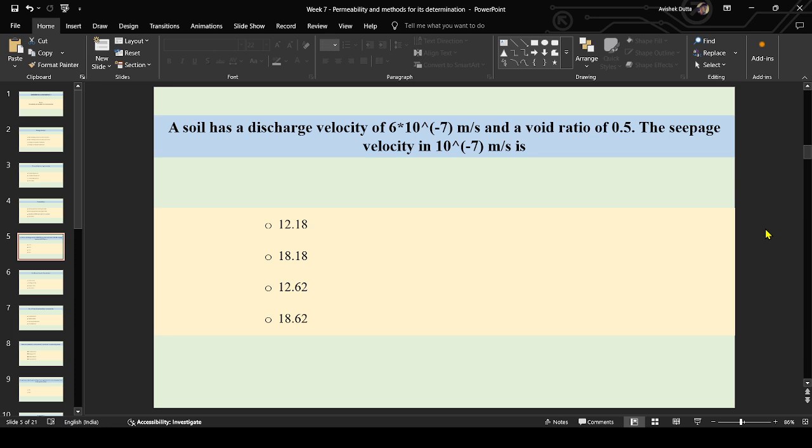I hope you are familiar with the concepts of discharge velocity and seepage velocity.